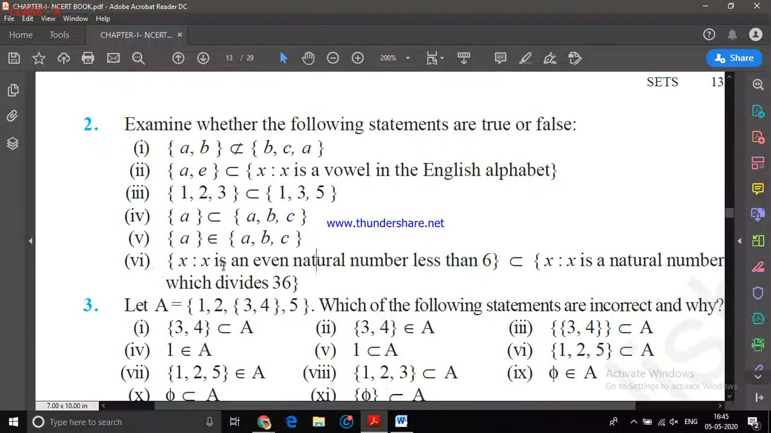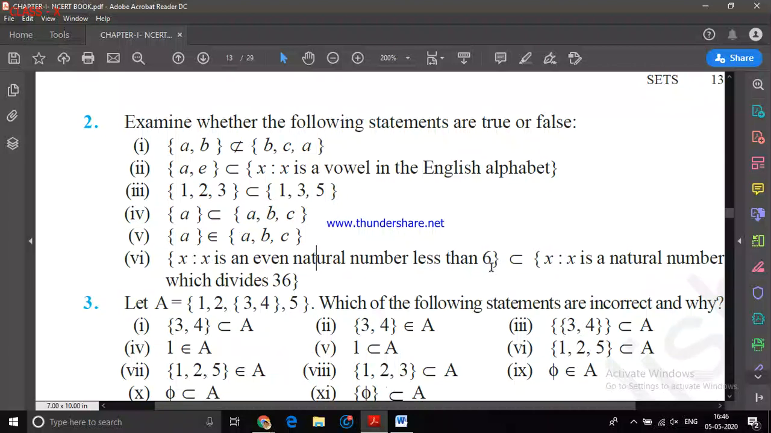Next, the last one, X is an even natural number less than 6. That means 1, 2, 3, 4, 5. Next, X is a natural number which divides 6. I don't think so. It is a subset. It is also a false statement.